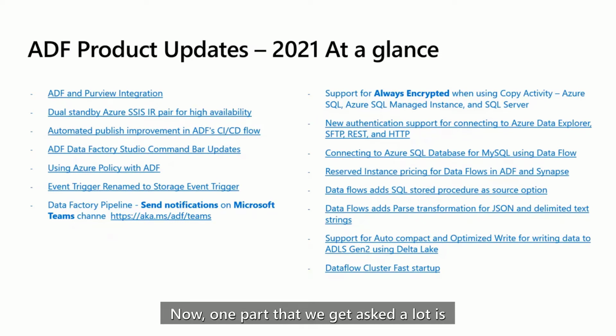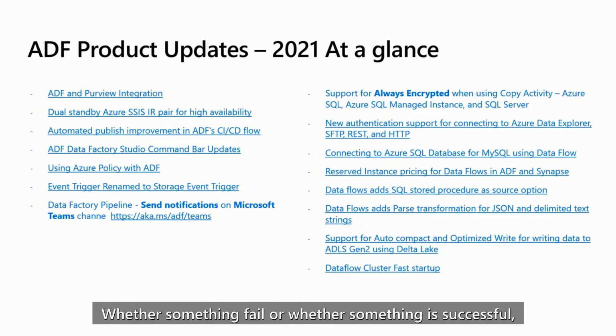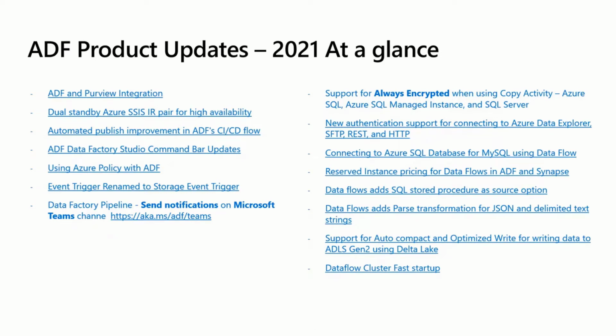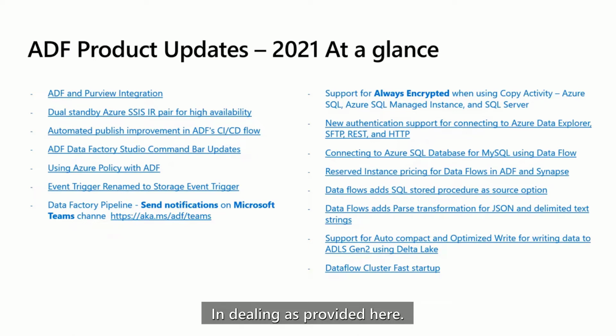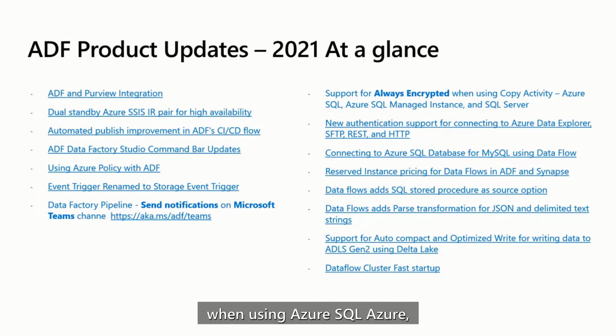Now, one top ask that we get a lot is, if a factory pipeline goes wrong, or part of a factory pipeline goes wrong, can you send email or can you send a notification to a Teams channel that allows me and my team to be aware of whether something failed or whether something is successful? We provide this guidance for you in the link that's provided here. Now, support for always encrypted when using copy activity and when using Azure SQL, Azure SQL MI, and SQL Server has just been added.